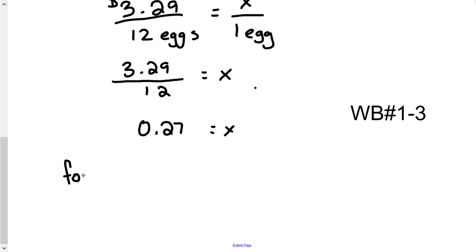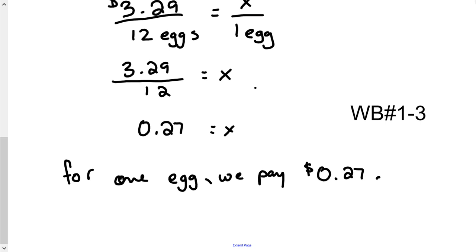So for 1 egg, we can write it like this. We say $0.27 or 27 cents. Either is acceptable. Let's go on to our next example.